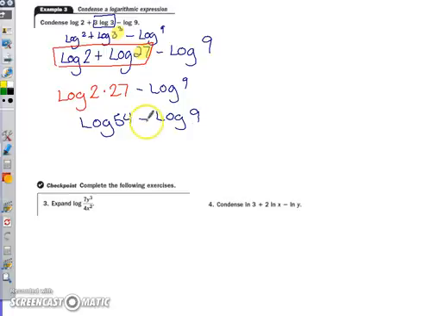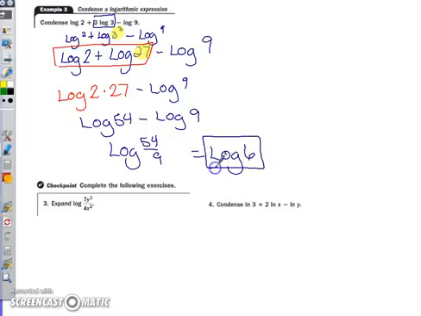Now, since they're being subtracted, to condense it, it's division. Log of 54 divided by 9, right? So what's that going to be? Anybody? Log of 6. So we can take this big long term up here and simplify it into one log. So this is condensing.